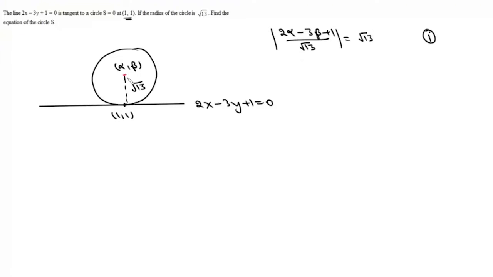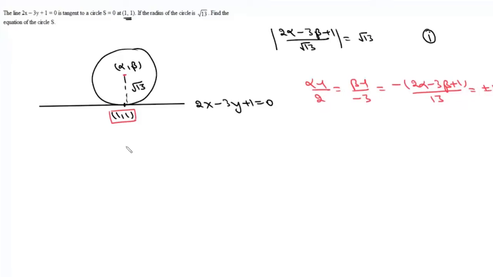Now we know that the foot of the perpendicular from the center on this line is this point (1, 1). So we'll use the formula for the foot of the perpendicular. So (alpha minus 1) upon 2 will be equal to (beta minus 1) upon minus 3, that is equal to minus (2 alpha minus 3 beta plus 1) upon 13. Now (2 alpha minus 3 beta plus 1) upon 13 is plus or minus 1. So basically this will be plus or minus 1.